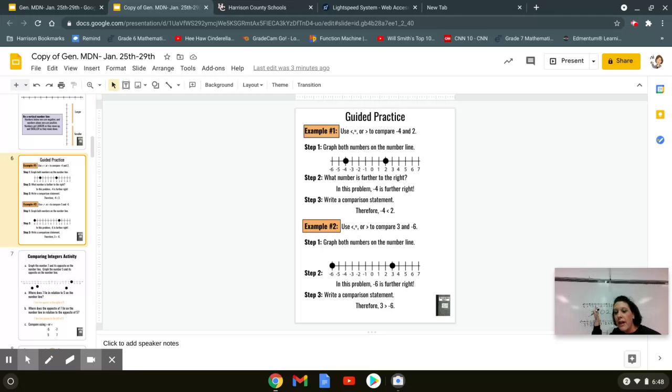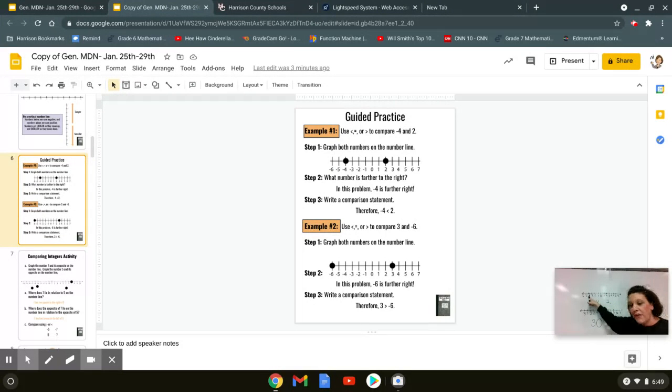And I've plotted my points and I want to compare -4 to 2. I want to compare using greater than, less than, or equal to. So remember, the alligator eats the bigger number. That is something that you learned as a kid, maybe when you were little. But the mouth has to open to the number that's furthest to the right on the number line.